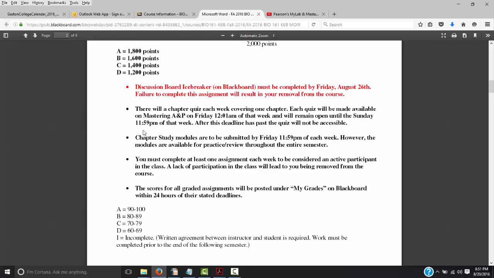And when I have these deadlines here, 11:59 or so, that means it has to be submitted by that time. Don't start it at 11:59 or 11:58. It must be submitted before that deadline.